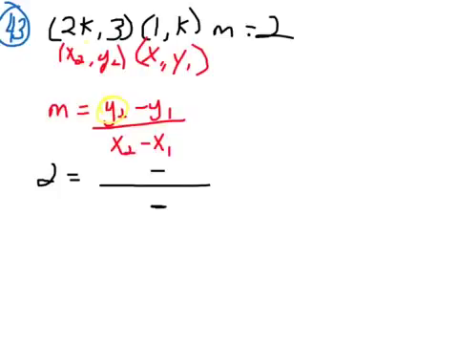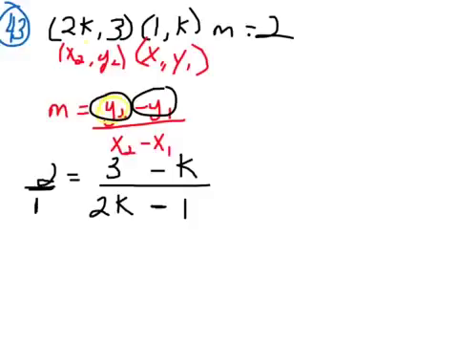So y2 is 3, and y1 is k, so I'm just plugging those in. And now I'm going to do the x2 and the x1 on the bottom. The x2 goes first, and it is 2k, and the x1 is 1. Okay, so now if you look at what I have, you go, oh, that looks bad, but it's not so bad. You have a fraction on one side. If I make the other side a fraction by putting 2 over 1, I can cross multiply and solve this pretty easily. That's a great math tool you need to know: when you see a fraction, even if it's just one fraction on one side, make the other one a fraction and cross multiply.